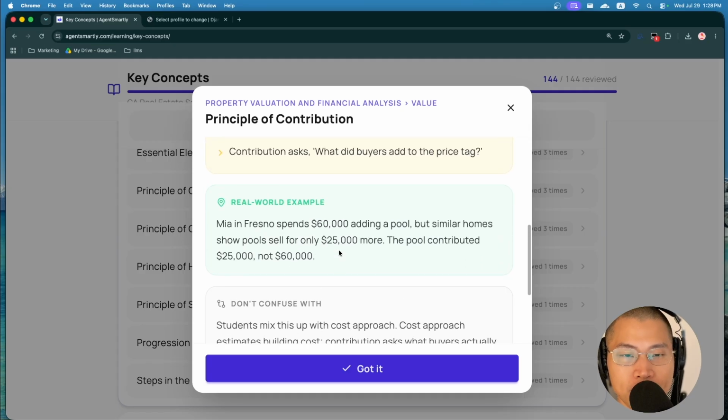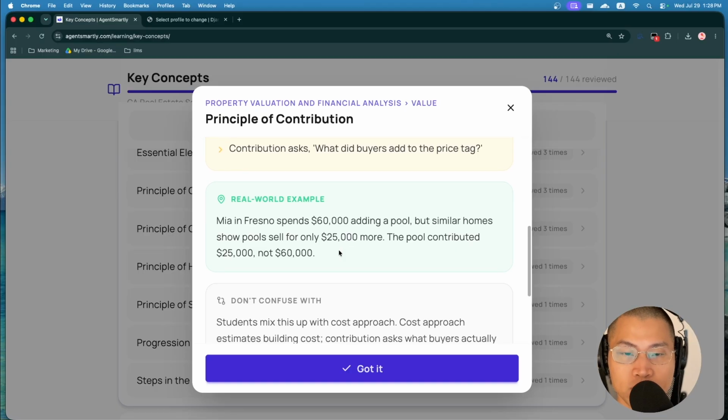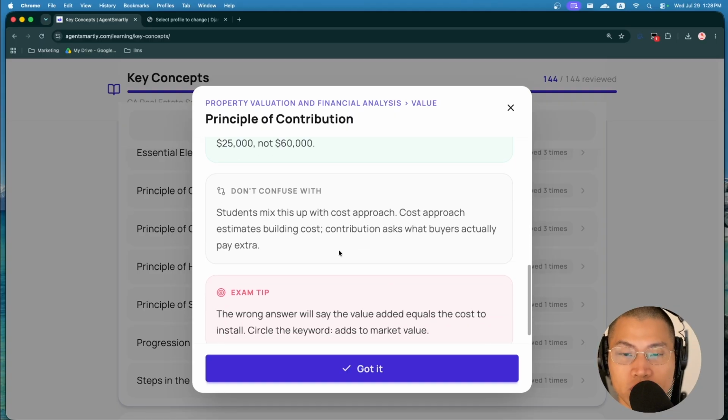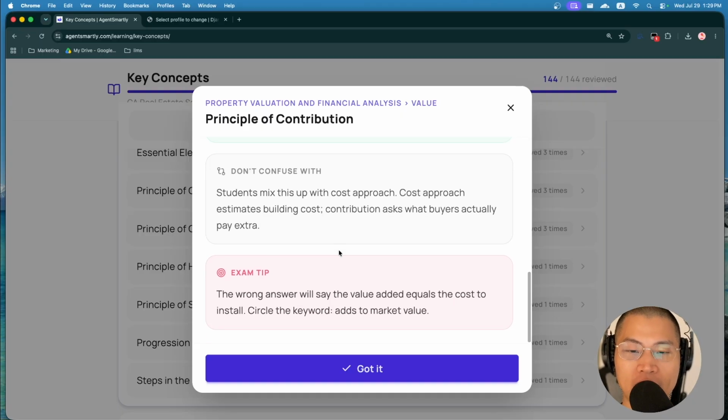A real world example: Mia in Fresno spent 60K adding a pool, just like we said earlier. But similar homes showed the pool sells for only 25K more. So the contribution is 25K, not 60K. Do not confuse it with the cost approach, the estimate of building costs. Contribution asks what the buyer is actually willing to pay for the extra. Once again, it's not the cost but the value added.